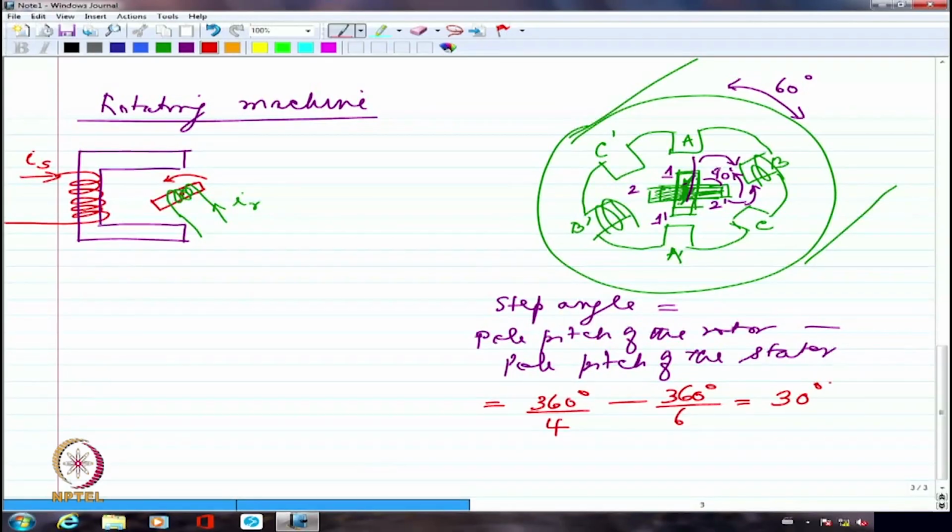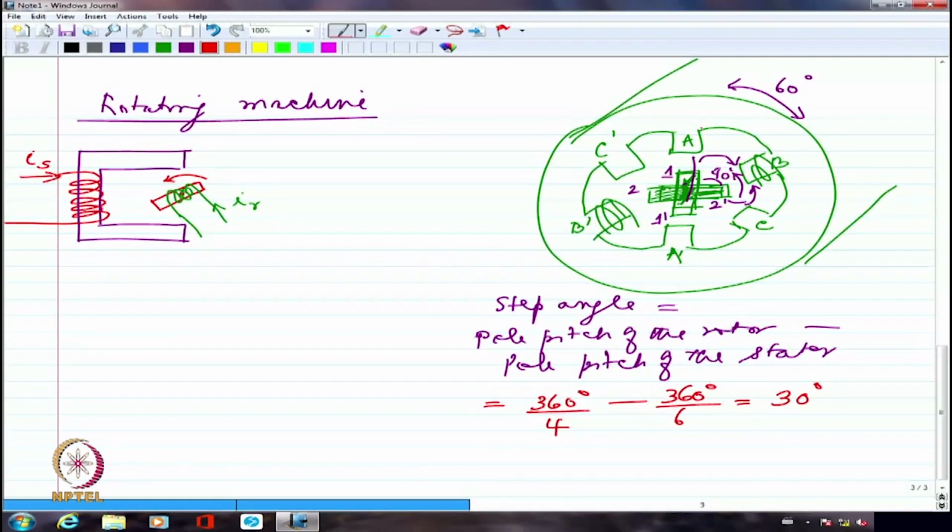If I am going with A, B, C and then A, B, C, I will get anti-clockwise movement. If I am giving rather C, B, A, C, B, A, I will get clockwise movement. Please analyze it and check it out. You will get it that way. If I do it with C, B, A, I will get clockwise movement, and for A, B, C, I will get anti-clockwise movement.